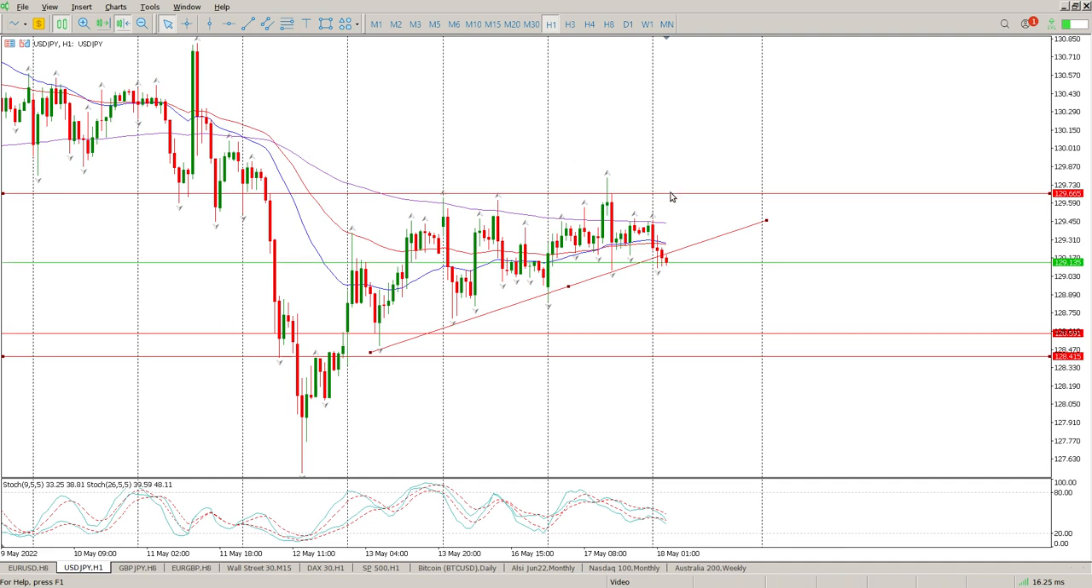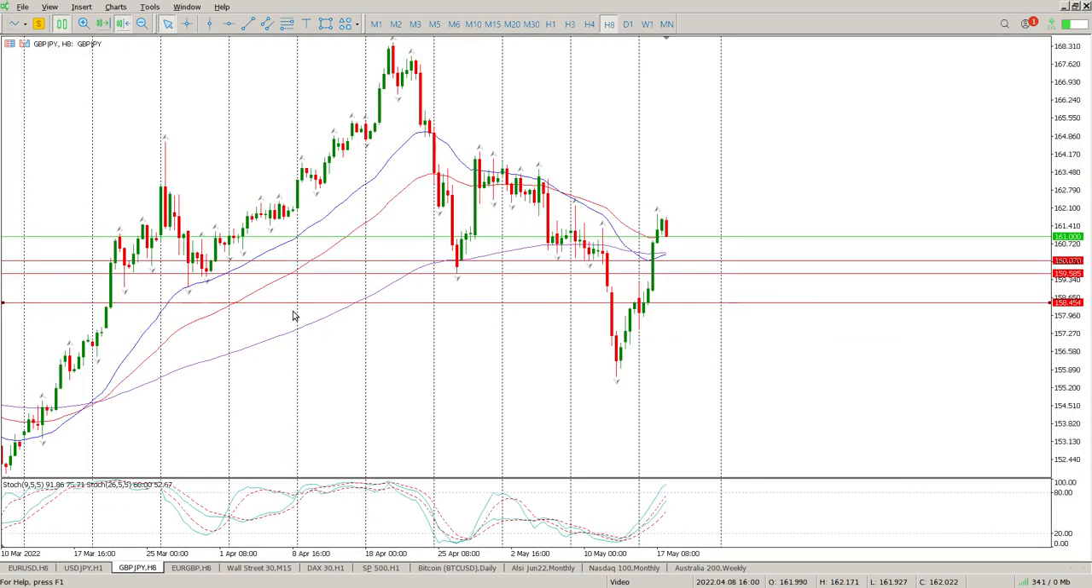So this is the area to watch for the break. 129.665, break and retest that, and that is a continuation of the upside. Until then, we are in a range, and I have no interest in shorting this. That would be against the bigger trend at the moment. So same as the Euro USD, very cautious about what's going on, and just waiting for proper breakouts before starting to look for trades.